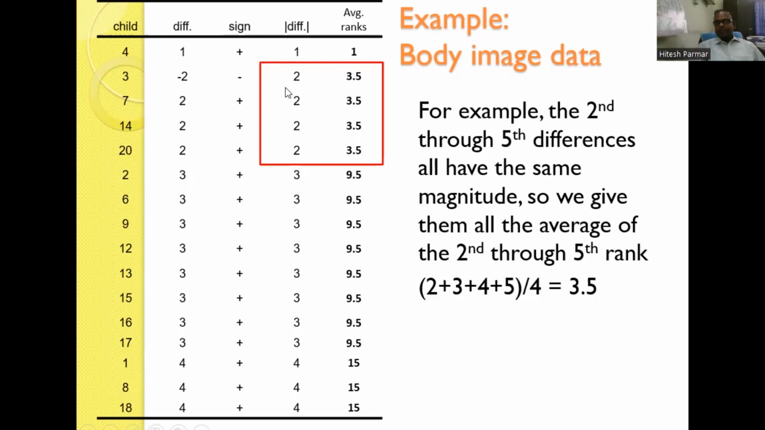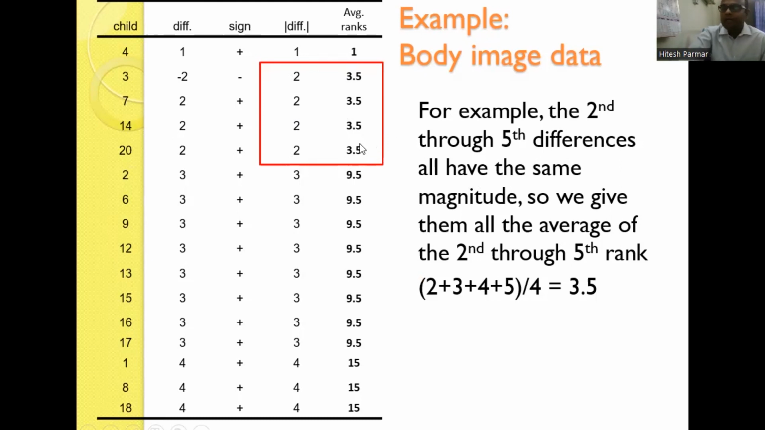So these are the tied observations: second, third, fourth, and fifth. So 2 plus 3 plus 4 plus 5. This is the tie for this 2 to 5. So we are adding these numbers and dividing by the total number of observations. These are 4, so 2 plus 3 plus 4 plus 5 divided by 4. So the answer is 3.5, and we are giving 3.5 to all these observations.